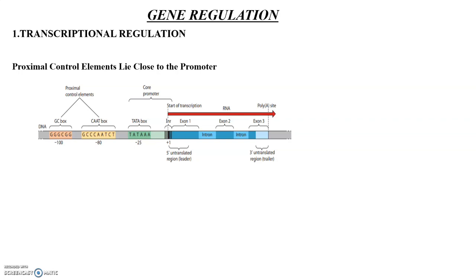Such regulatory DNA sequences are often called proximal control elements, located upstream of the core promoter within about 100 to 200 base pairs. Transcription factors that selectively bind these sequences are called regulatory transcription factors.